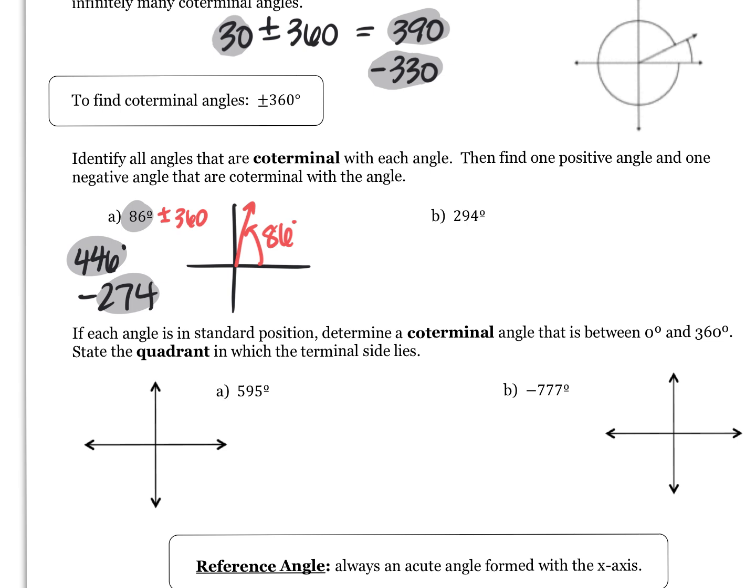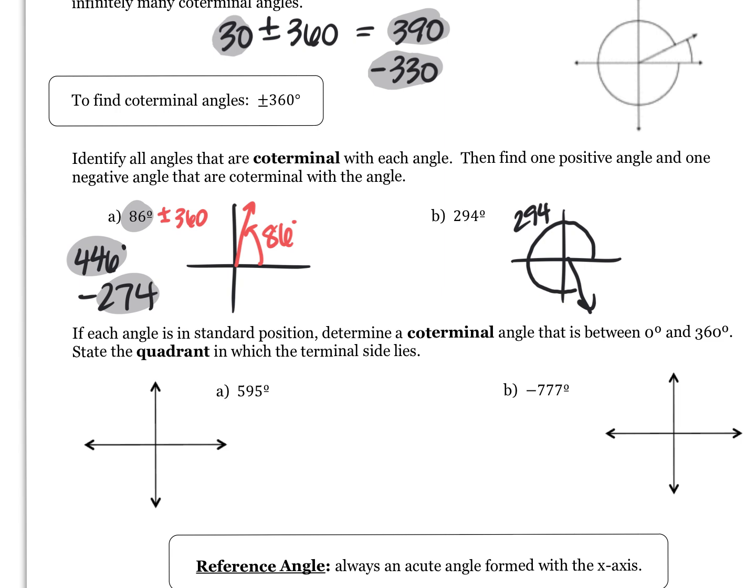Okay, you guys, 294. What quadrant is 294 in? 90, 180, 270. Would you agree 294 is all the way down there in that fourth quadrant? Okay. What's going to be coterminal to that? Meaning, throw a rotation on it and also take one away. Who's got one of them? Okay.